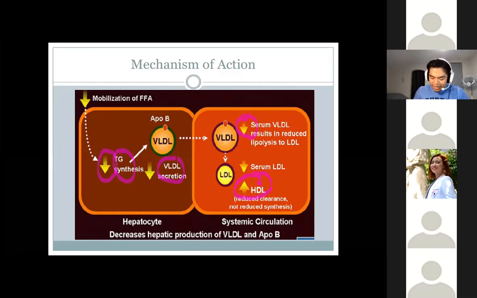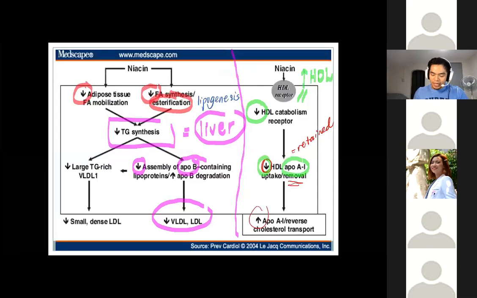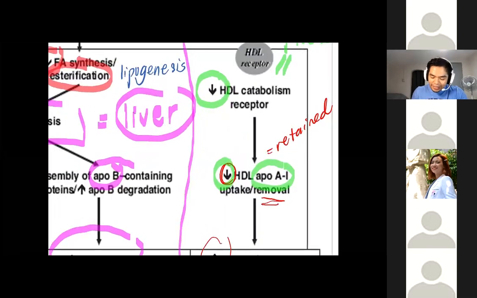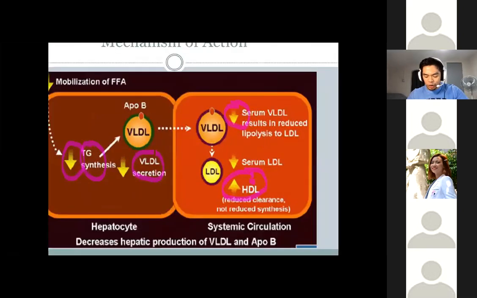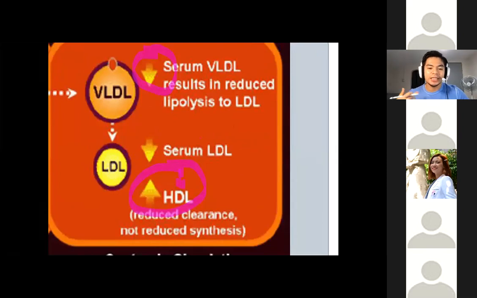O, balik tayo sa slide na to ha. Anong sabi natin? Decrease uptake or removal. Iniiwasang masira. Very good. Iniiwasang masira. Take note of that ha. Hindi niya pinaparami ang apoprotein component, iniiwasan niya masira. So pag iniiwasan masira, eventually dadami sila. Okay, dadami. Kaya nakalagay dito, reduce clearance but not reduce synthesis. Okay, so yun yung ibig sabihin.